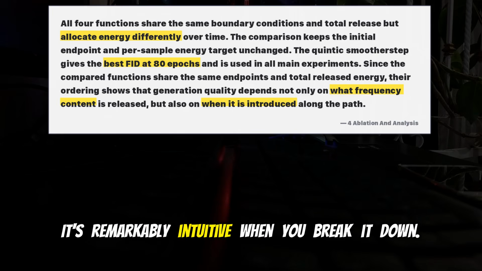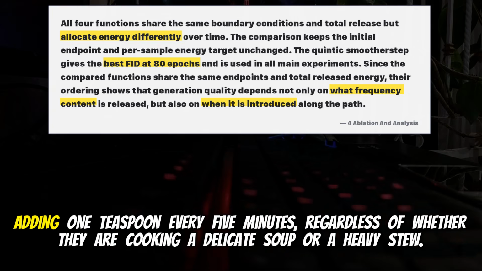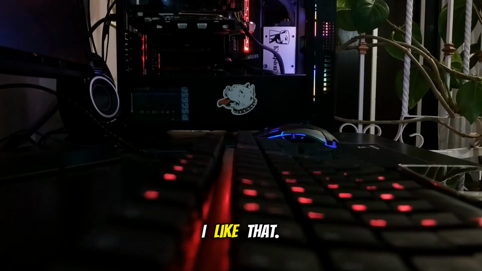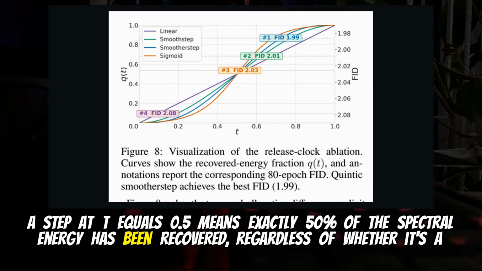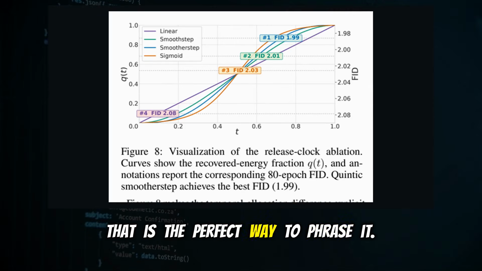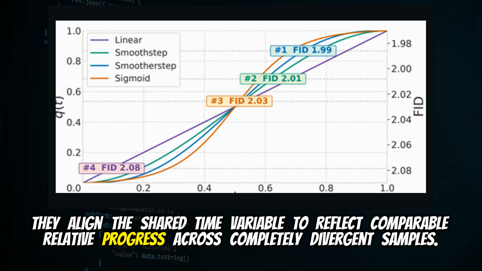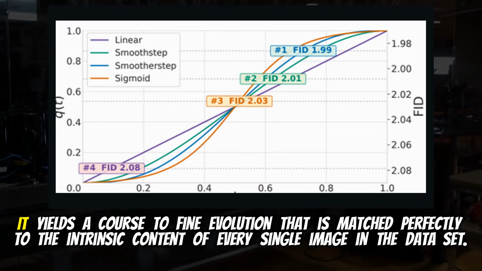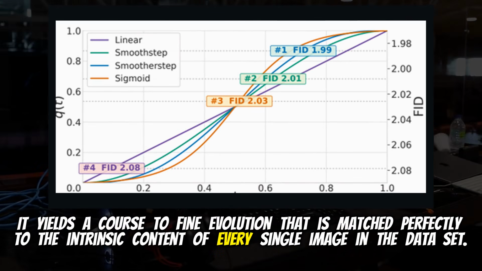I love this. It's remarkably intuitive when you break it down. It really is. It's like a chef knowing exactly how much salt to add to a dish by constantly tasting the broth, rather than just blindly adding 1 teaspoon every 5 minutes, regardless of whether they are cooking a delicate soup or a heavy stew. I like that. A step at t equals 0.5 means exactly 50% of the spectral energy has been recovered, regardless of whether it's a picture of a complex forest or a smooth blue sky. That is the perfect way to phrase it. They align the shared time variable to reflect comparable relative progress across completely divergent samples. It yields a coarse-to-fine evolution that is matched perfectly to the intrinsic content of every single image in the dataset.